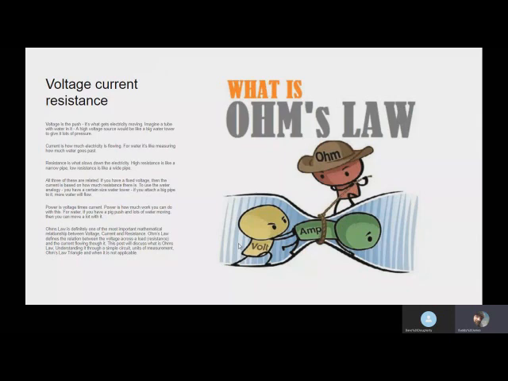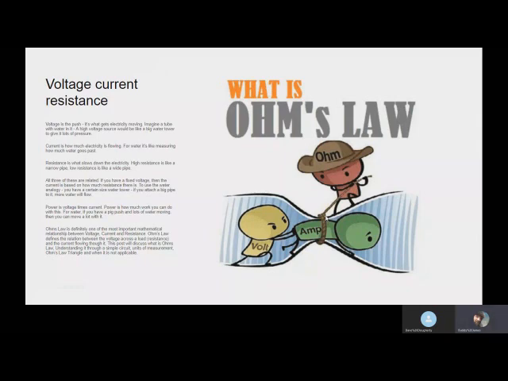Resistance is what slows down the electricity. High resistance is like a narrow pipe. Low resistance is like a wide pipe. Low resistance, high resistance. All three of these are related. If you have a fixed voltage, then the current is based on how much resistance there is.